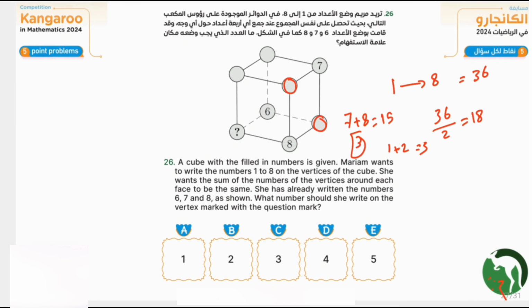Let's try 2 here and 1 here. Now let's sum the numbers here. 8 plus 2 is 10, plus 6 is 16, so I need an extra 2 here, but I cannot put two twos, so this is not correct. I will put 1 here and 2 here. Now I have 15. I need an extra 3, so this one should be 3 here, and the correct answer is C.